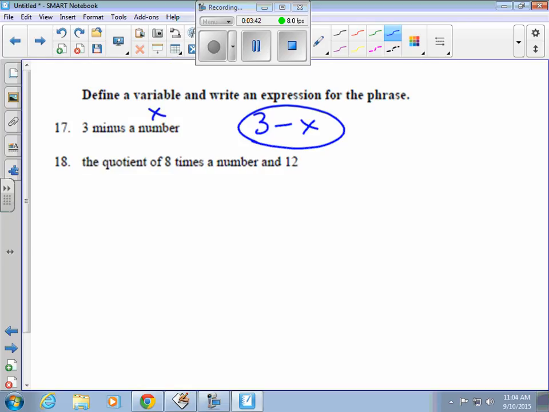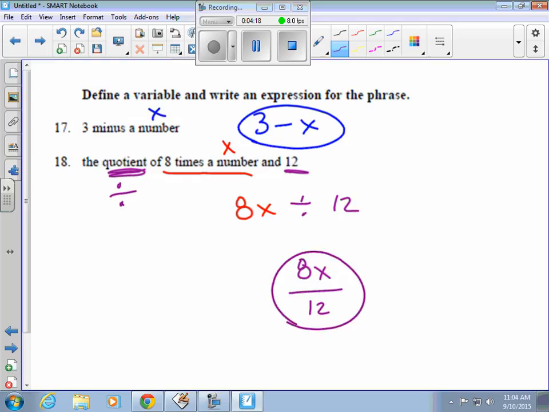The quotient, this one's a little tougher because you got to do 2 operations. It says the quotient of 8 times a number and 12. 8 times a number, we'll do that part first. A number, let's call it x again. 8 times that is simply 8x. 8 times x. Then it says the quotient of that and 12. So 8x, quotient means to divide. So 8x divided by 12 is one way you can write it. A little bit of a cleaner, neater way would simply be 8x over 12. But both of those, again, would be acceptable and accurate.